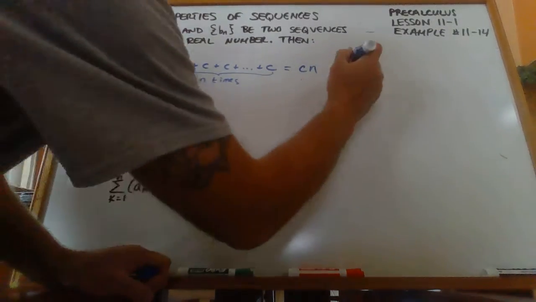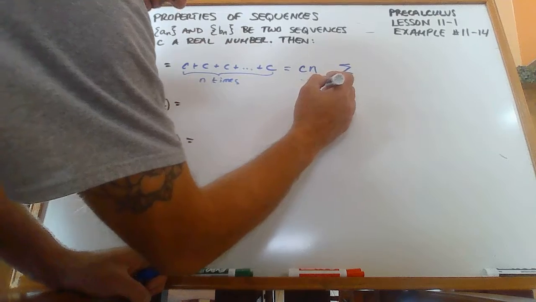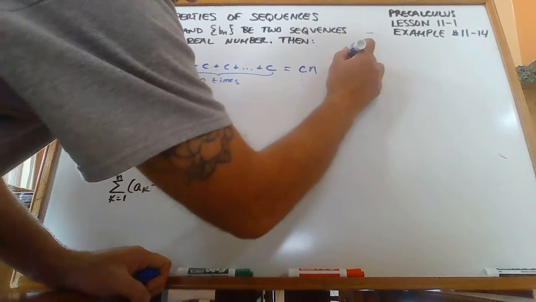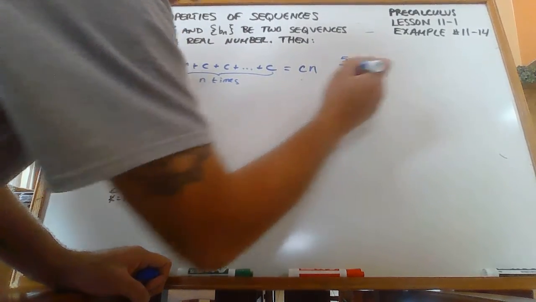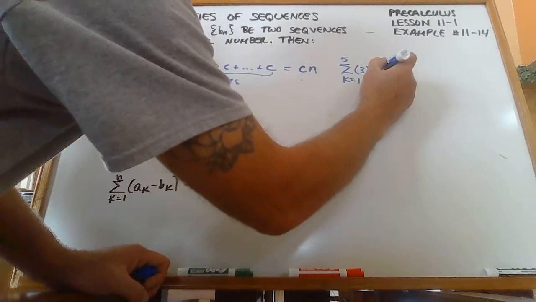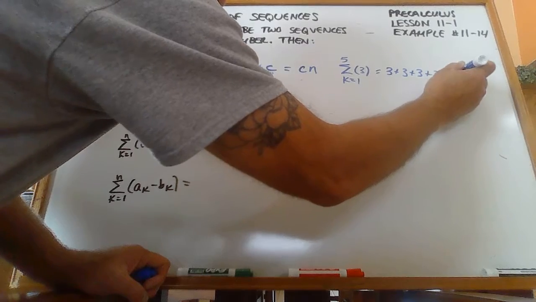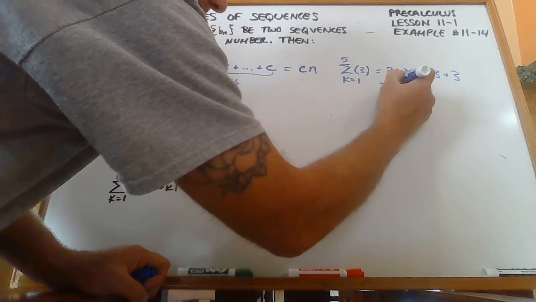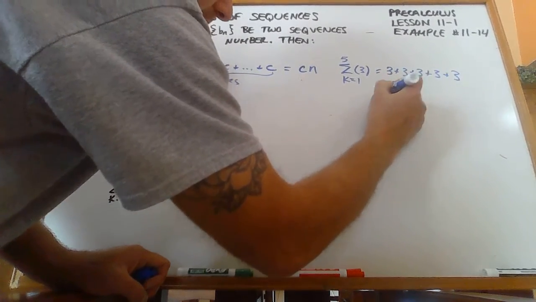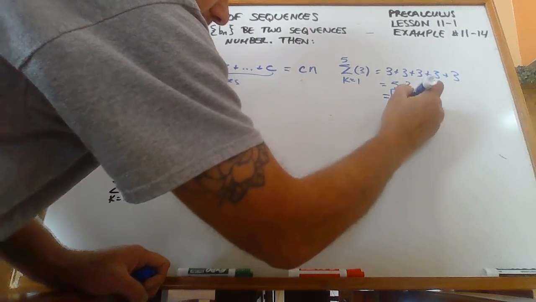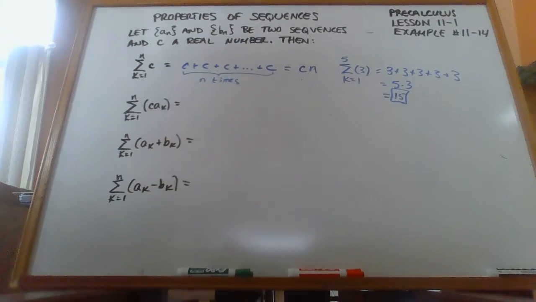So for example, if I took the sum from k equals 1 to 5 of the 3's, this would just be 3 plus 3 plus 3 plus 3 plus 3, which would be easily written as 5 times 3, which is 15.